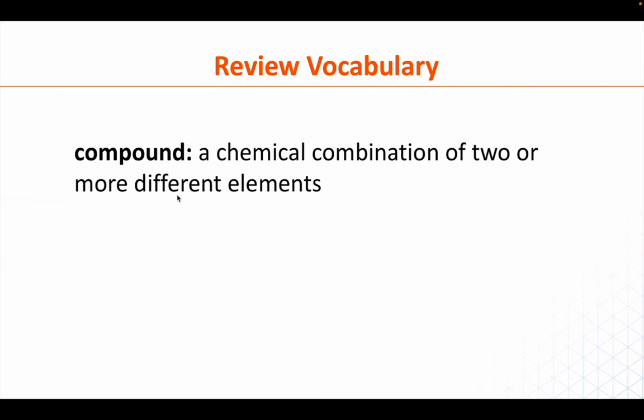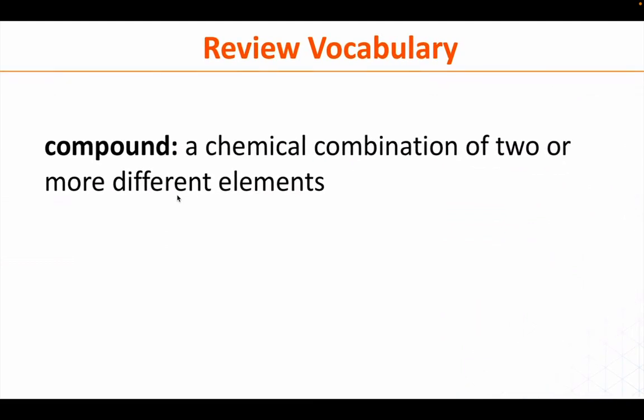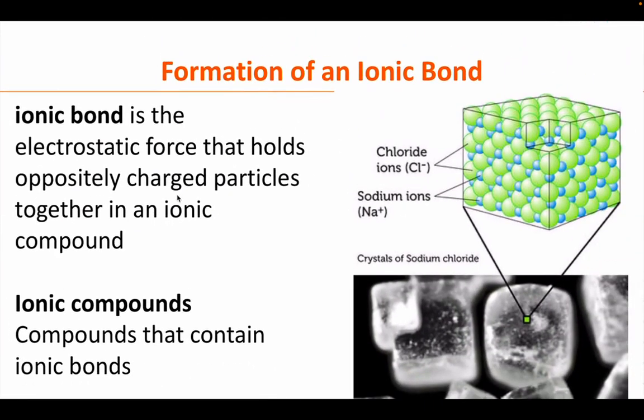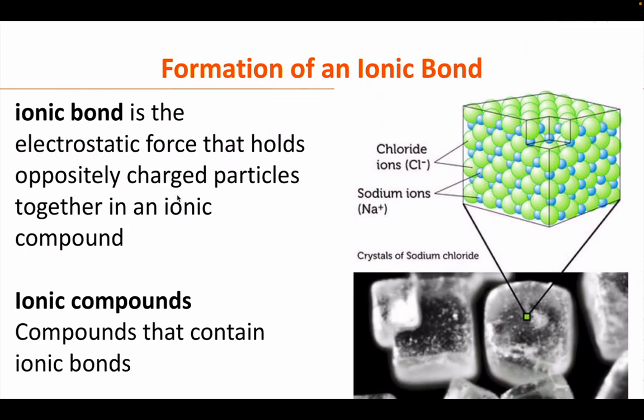A compound is the result of two or more elements chemically bonded together. Not just mixed, but actually bonded, so there's something happening with their electrons. Today we're going to show and model what happens in ionic bonds. Ionic bonds are what make up ionic compounds. Ionic compounds are composed of ionic bonds.